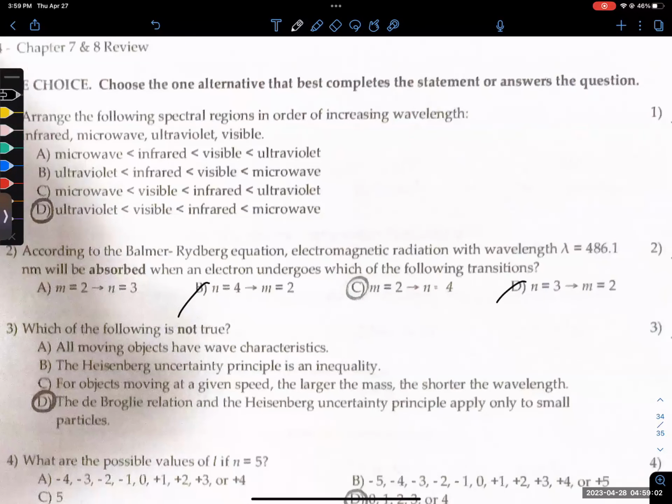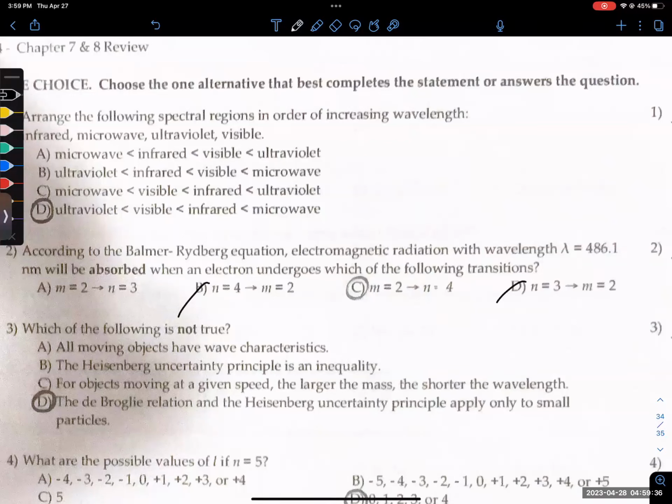46.1 nanometers, what region is that in? Like the visible light, ultraviolet? We actually need to know that. Not the exact numbers, but around where things are. Yeah, so it's like 400 to 700 is the visible light region.